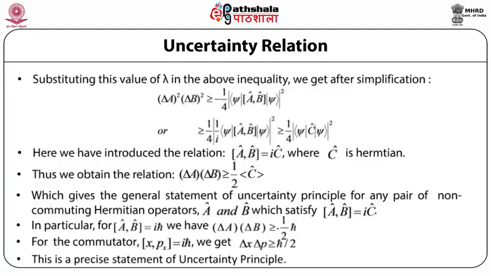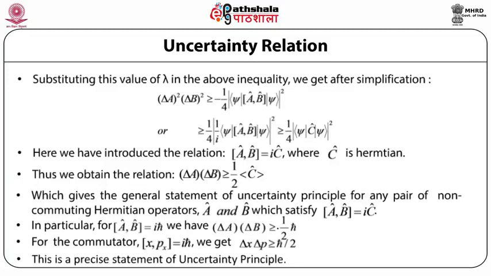Or if we solve it further, we get that delta A square times delta B square is greater than or equal to 1 by 4 times square of the modulus of 1 by iota times the expectation value of the commutator of operator A and operator B in the state psi, that is bra vector state psi, commutator of operator A and operator B acting on the ket vector state psi, and this is greater than or equal to 1 by 4 times square of the modulus of the expectation value of operator C, that is bra vector state psi, operator C acting on ket vector state psi, where we have introduced the relation that the commutator of operators A and B is given by iota times operator C, and where the operator C is a Hermitian operator.